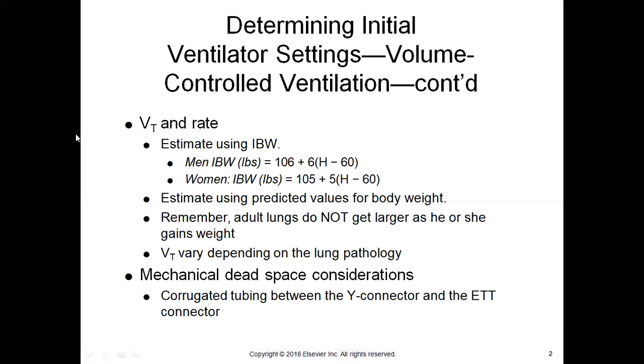If we're going to go more lung protective and say we're going to go 6 cc's per kilo, then that gentleman that I gave you as the example that was 72 inches high is going to receive an initial tidal volume of 540 cc's based off his ideal body weight. So that's a quick down and dirty way to do that.